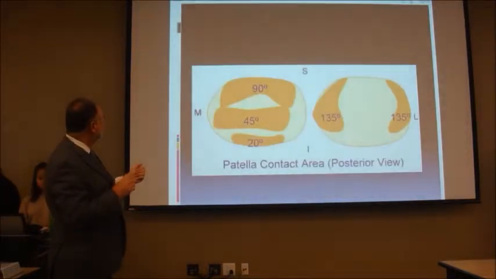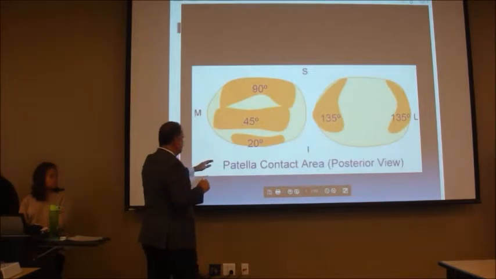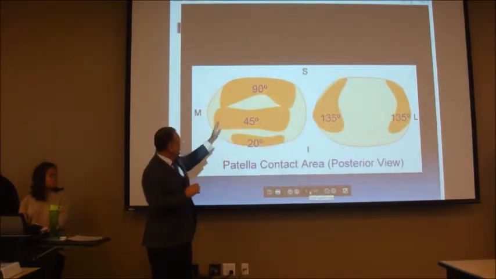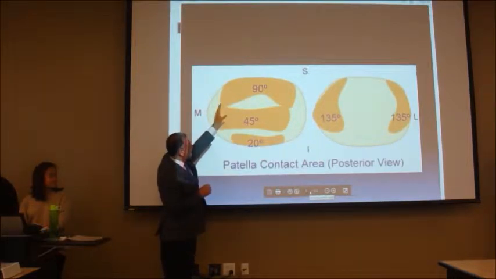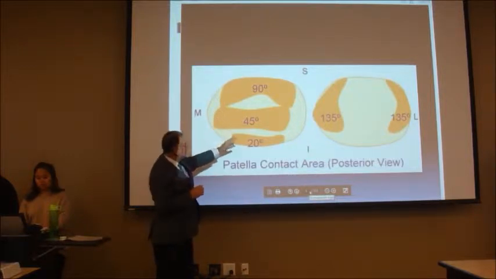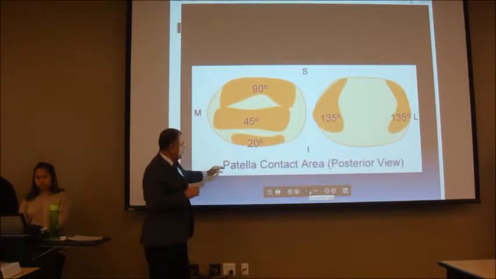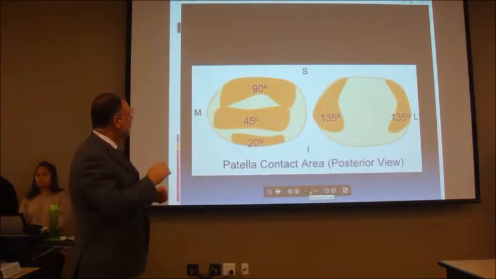Let's move on to the other one. Different contact areas depending on the amount of flexion of the knee. So what amount is on the most superior or proximal area of the patella versus the lower end of the patella, having contact with the femur at those specific degrees of flexion.